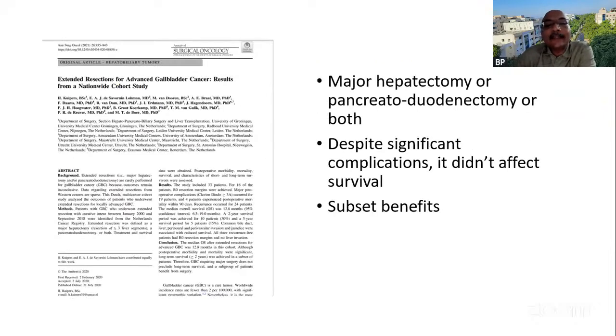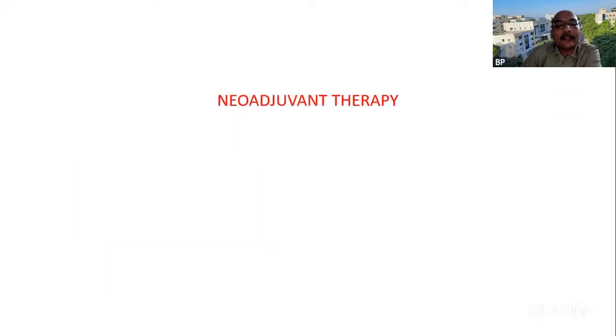So evidence is emerging that major hepatectomy or pancreatoduodenectomy, if associated, despite significant complications, didn't affect survival compared to a comparative group. So a subset of patients, if you can achieve R0 even by major hepatectomy or HPD, they may benefit, they may land up in adjuvant therapy.